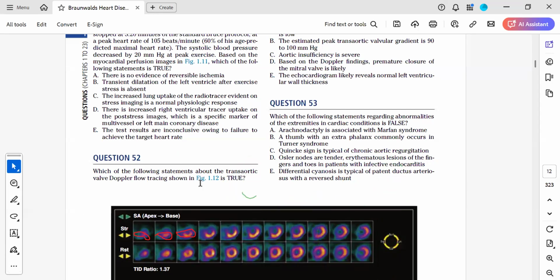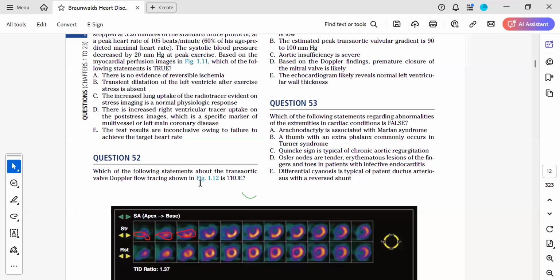So there's no evidence of reversible ischemia. That's false because from the polar map or the blackout map I showed there, the area there was marked with the hashtag. So it means it's a marker of reversibility. So that makes it false.